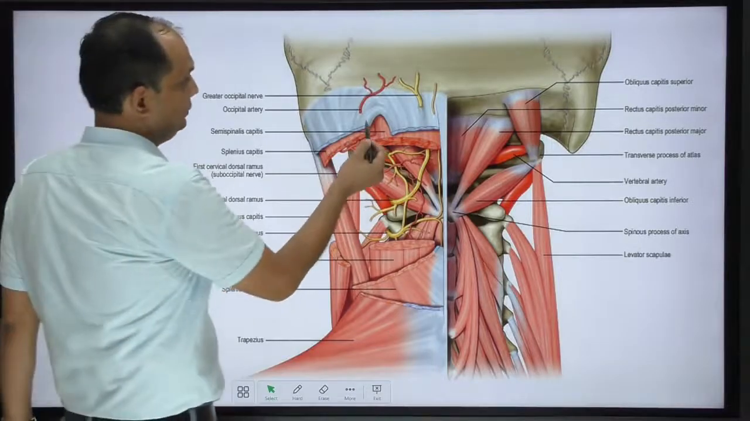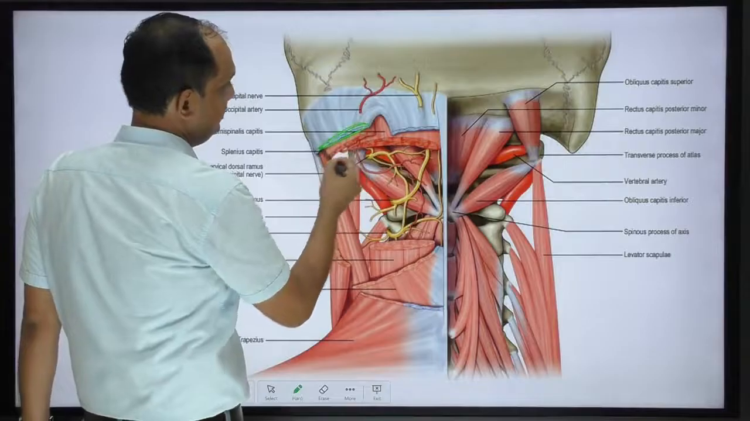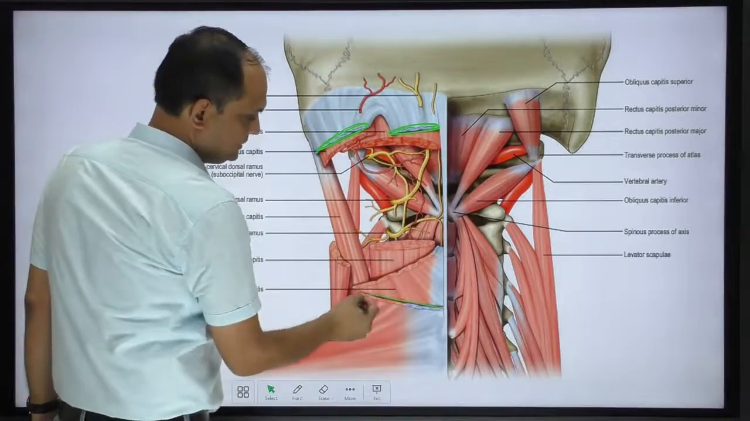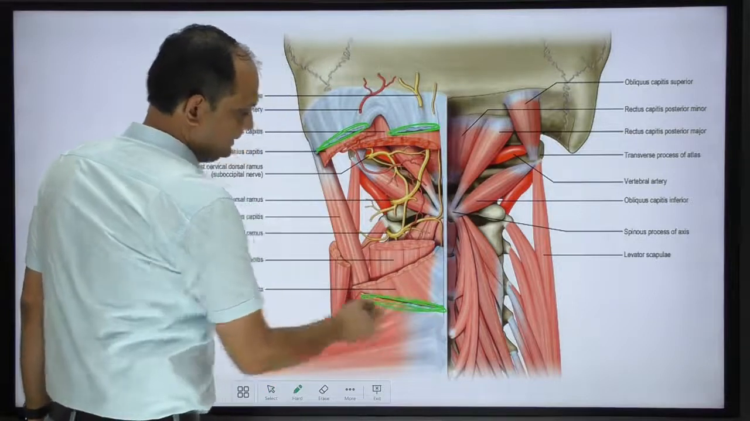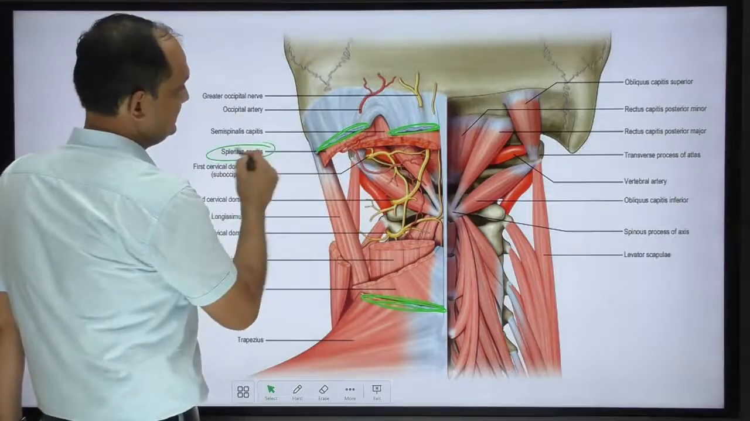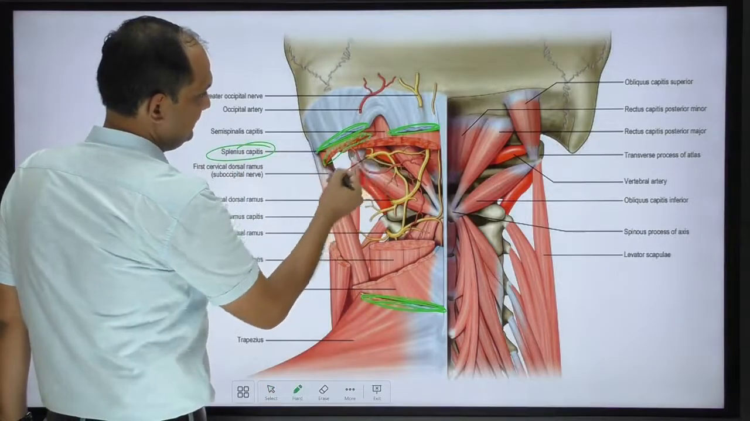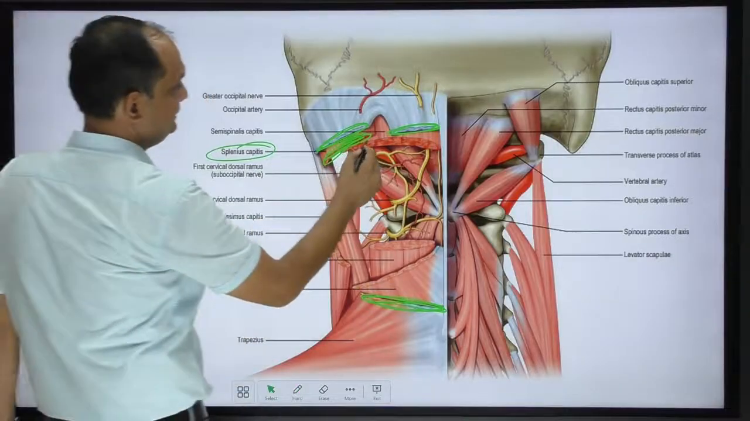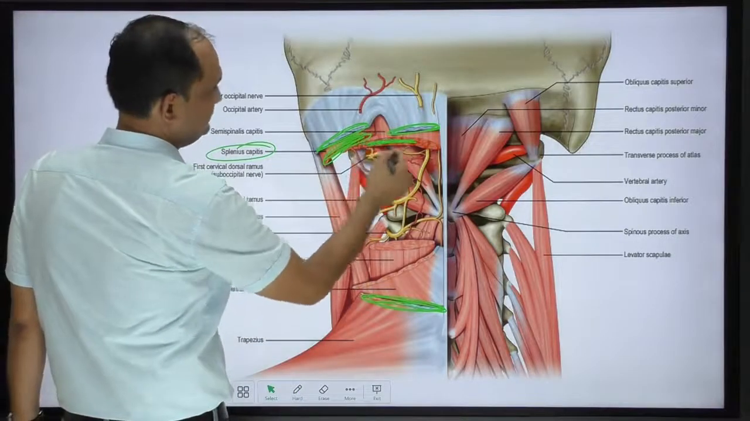Now in the back, I told you that this is the cut margin of your trapezius. Once you remove this trapezius, below the trapezius you have the next muscle, known as splenius capitis. So this is the splenius capitis cut part. Now deep to this cut part you have the third muscle. This is your semispinalis capitis.